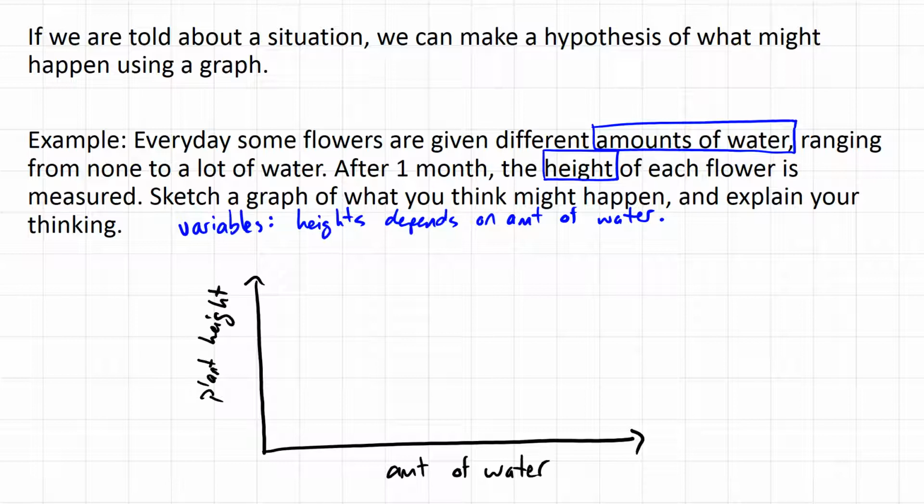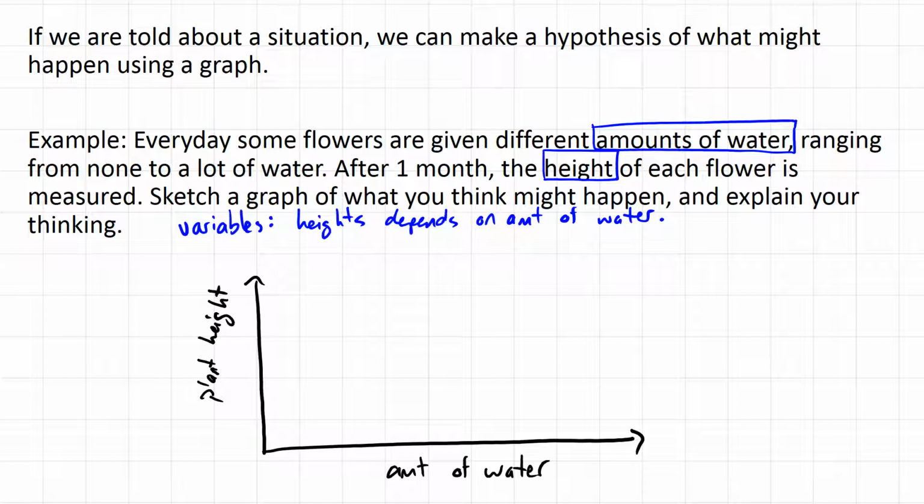If a plant gets no water, we can expect that it's not going to grow very high. It might grow a bit though, just based on what sort of moisture is in the soil alone. So even with no water, we might expect the plant to grow a little bit. And then as it gets more and more water, we can probably expect the plants to get healthier and healthier and taller, up until a point where maybe too much water is bad for the plant.